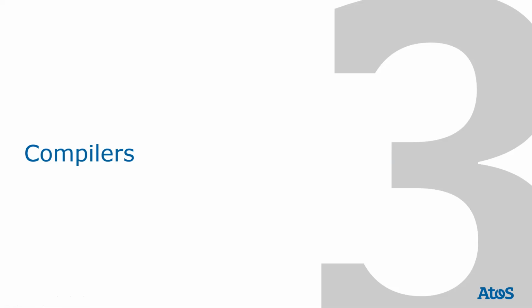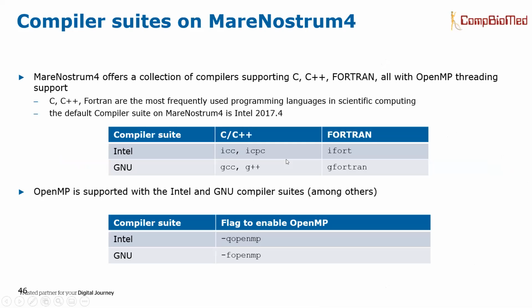Compilers are interesting because they allow you to transform your code from a programming language into a binary program that the computer will be able to execute. On MareNostrum, you have two kinds of compilers, maybe more, for example the PGI. But the most known are the Intel compiler and the GNU compilers.